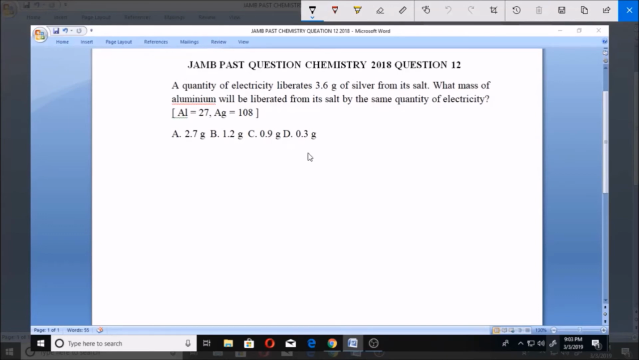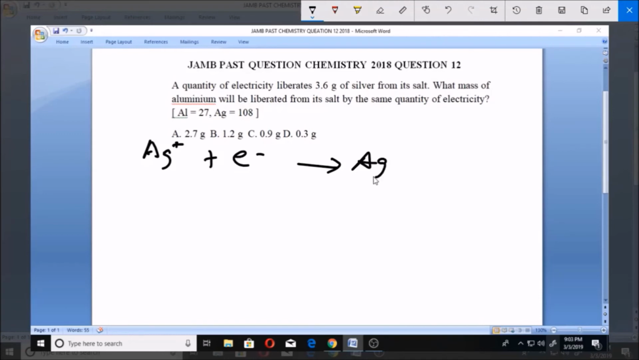D, 0.3 gram. Now, whenever you want to solve the problem of electricity and deposition of metals, first of all, you need to know the number of valence electrons, or the number of electrons needed for such a reaction to occur. So let's say for silver, what do we have for silver? Silver is plus one, so we're going to have one electron because it's just one valency.